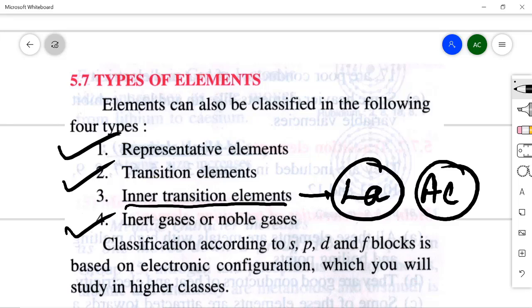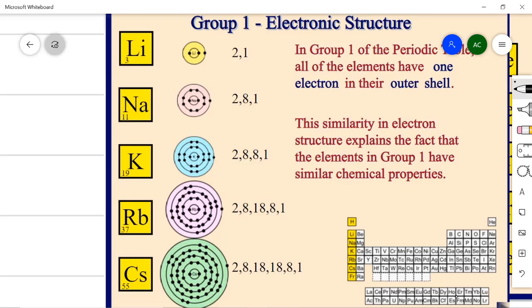Now, classification according to SPDF block is based on electronic configuration, which you will study in higher classes. So the SPDF block is not explained here because it is not in your syllabus. So this is the group 1 structure. You can see in the periodic table, this is group 1.